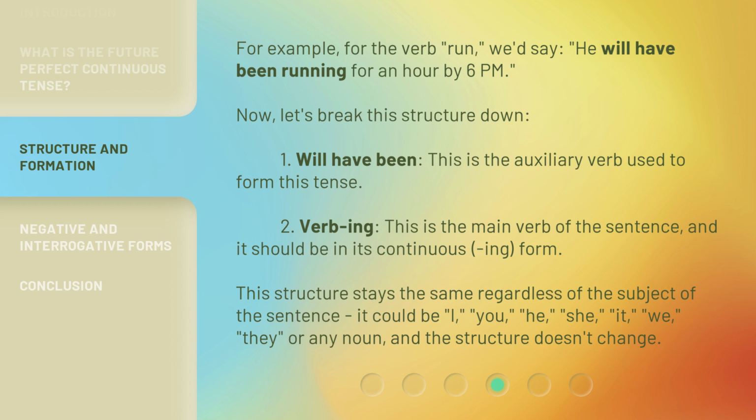1. Will have been. This is the auxiliary verb used to form this tense. 2. Verb ing. This is the main verb of the sentence, and it should be in its continuous, ing, form. This structure stays the same regardless of the subject of the sentence. It could be I, you, he, she, it, we, they, or any noun, and the structure doesn't change.